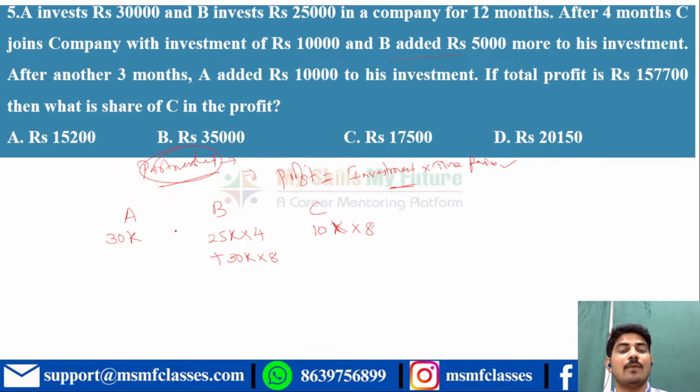Next, after another 3 months. You need to be very clear on this point while solving this problem. If we take just 3 months here, then it is wrong. From the start of the business, C joined after 4 months, and from that 4 months, another 3 months, so it will be 7 months. For the initial 7 months, A invested an amount of 30,000. After that, A added rupees 30,000. Now his investment was 40,000 for the remaining 5 months. If I simplify this question, this is a profit ratio here. Why?